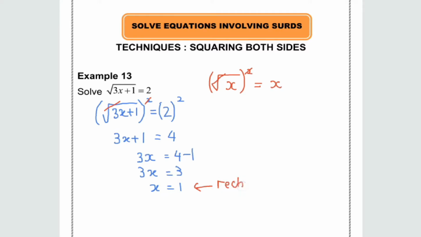To recheck whether we have a valid value of x or not, just substitute x = 1 into our question, √(3x + 1) = 2. So x = 1 should satisfy our equation √(3x + 1) = 2. Then you can verify the final answer is x = 1. That's all for question 13.